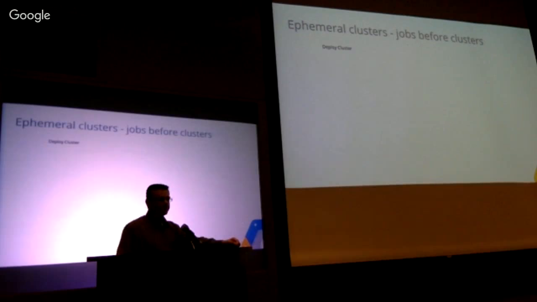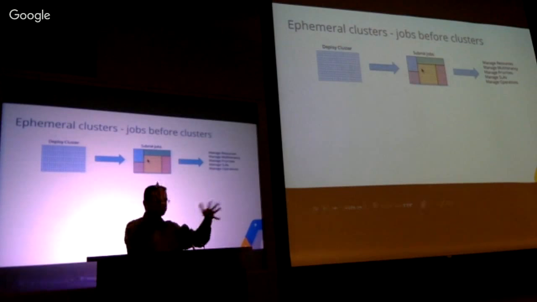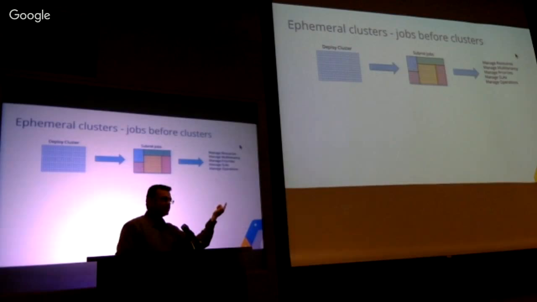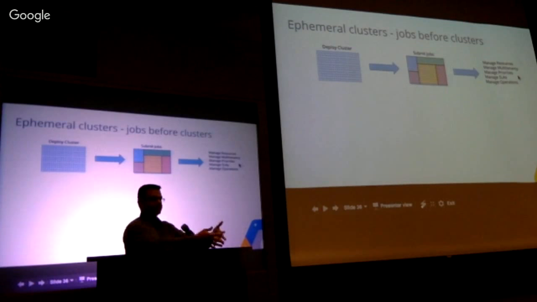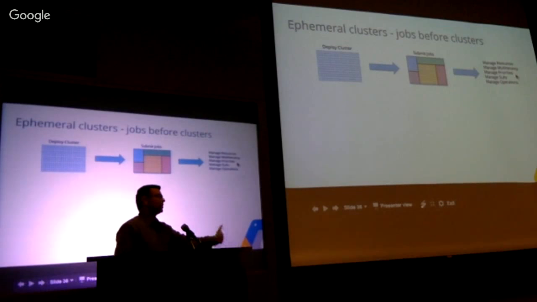Very typical Hadoop deployment will look like this. Where you first deploy your cluster, you submit your jobs, then you start carving the cluster. This amount of capacity is for this job, the other amount of capacity is for this job, and so on and so forth. And what you end up doing is you manage the resources, you manage prioritization, you manage separation, because you don't want one job sharing other job's data and vice versa. You manage SLAs, all of the operations, pretty wasteful.